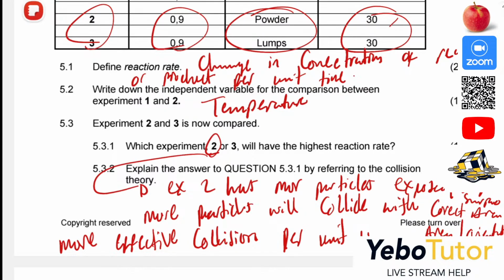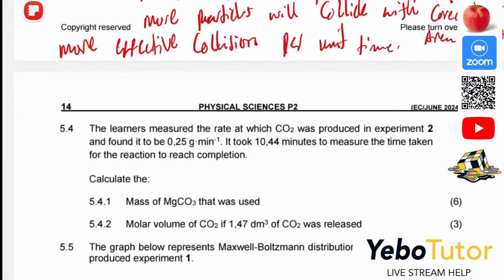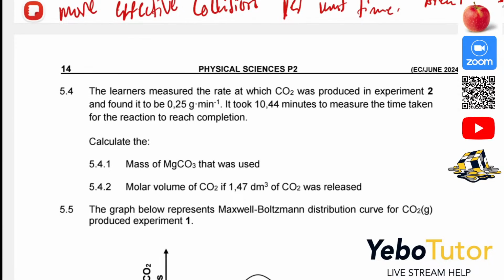Therefore, that will lead to us having less effective collisions. So you can either do it for the positive, or you can do the opposite one, so that you can get the proper answer over there. The learners measured the rate at which carbon dioxide was produced in experiment 2 and found it to be this. It took this many minutes to measure the time taken for the reaction.